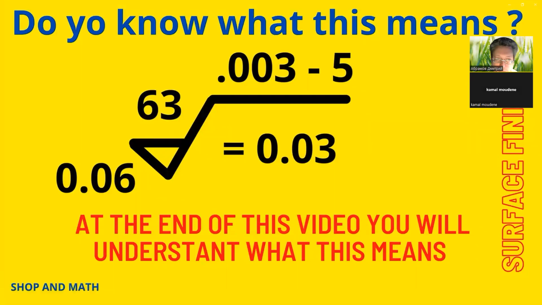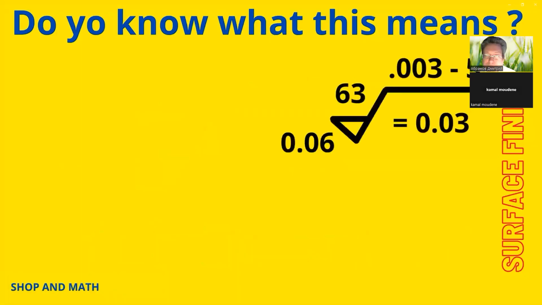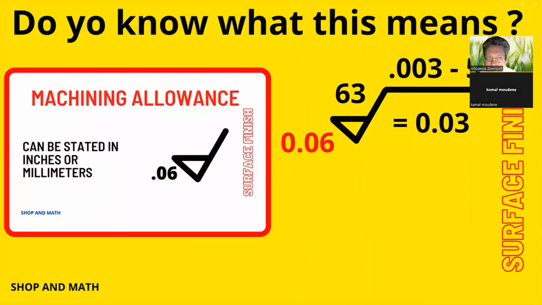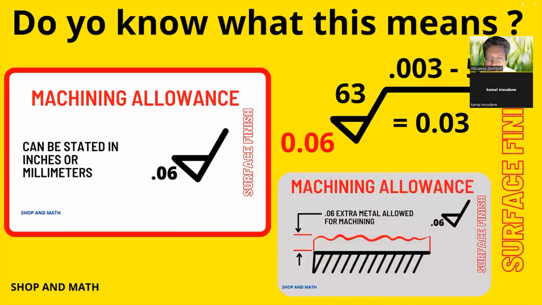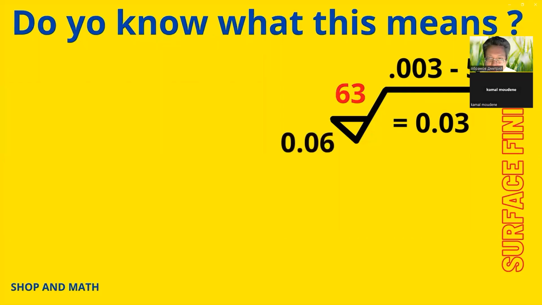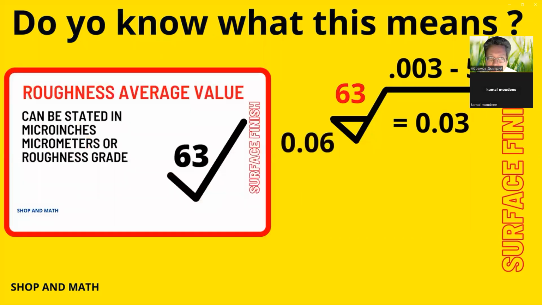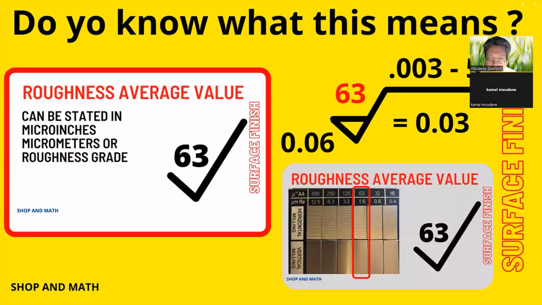But let's go through it anyways. Let's work our way from left to right. Let's start with the 60 thousandths of an inch. Position, it means machining allowance. I am required to take 60 thou off of this surface. Next up is 63. In this position, it's RA. My roughness average needs to be 63 or better. Here's what a roughness average of 63 looks like using a roughness comparator.